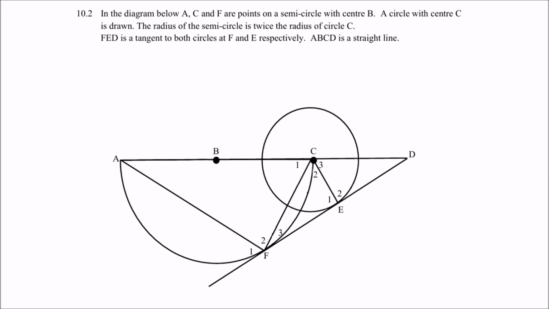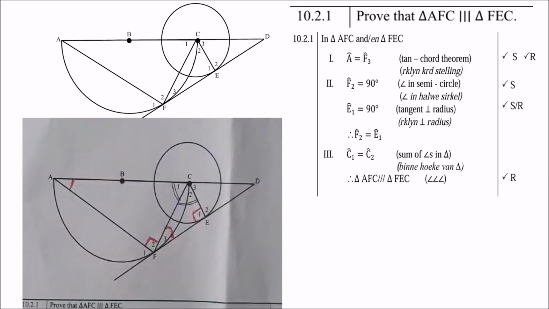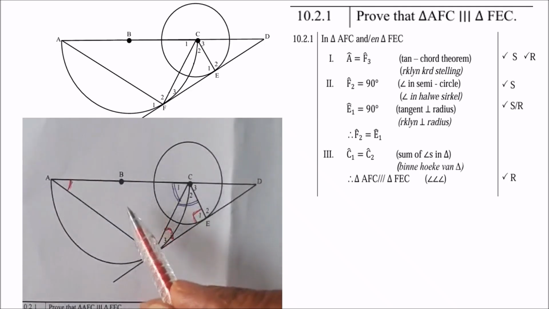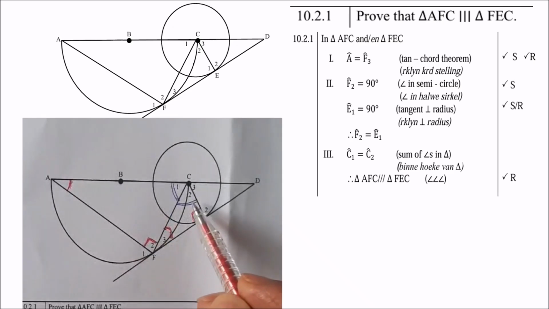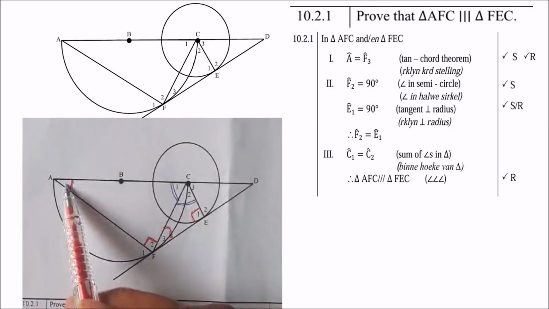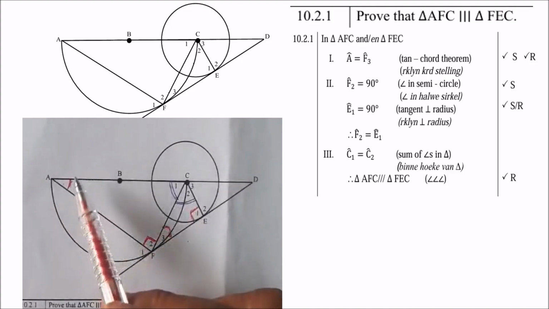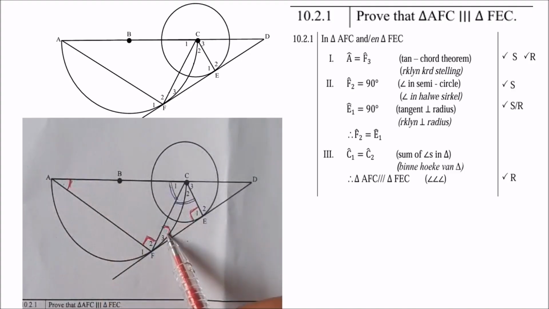Right, so 10.2.1, you must prove that triangle AFC, which is this triangle here, is similar to triangle FEC. Now, when are triangles similar? They are similar if they are equiangular. So let's start with angle A. Now, angle A, of course, is equal to angle F3. Remember, this is the tangent line, and that is the chord. So it's the angle between the tangent and the chord.